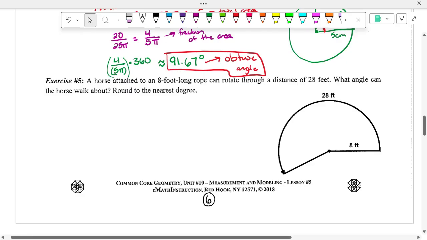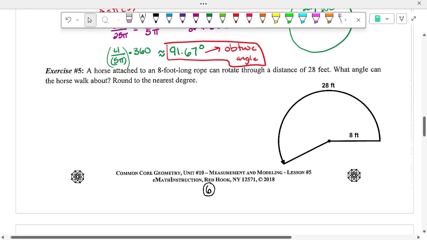All right. Try the last problem, similar to the one we just did. Try the last problem on your own. Make sure you read it carefully. Make sure you're finding the correct thing, whether it's area or circumference.